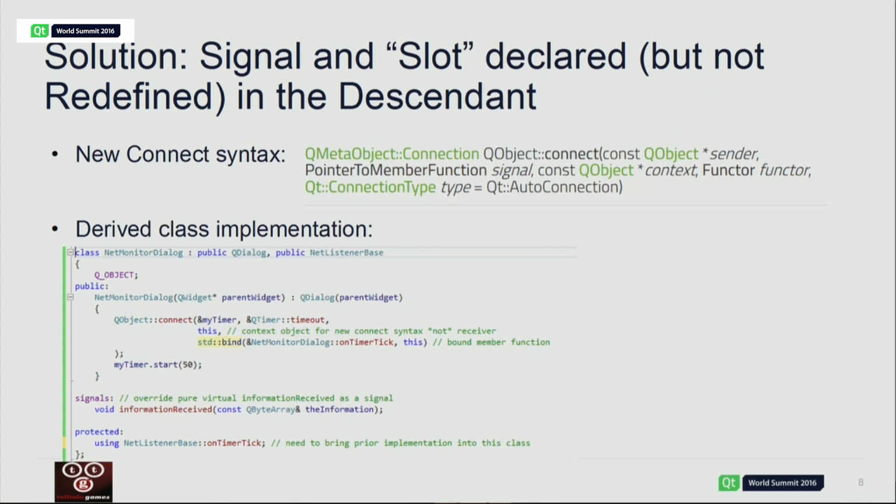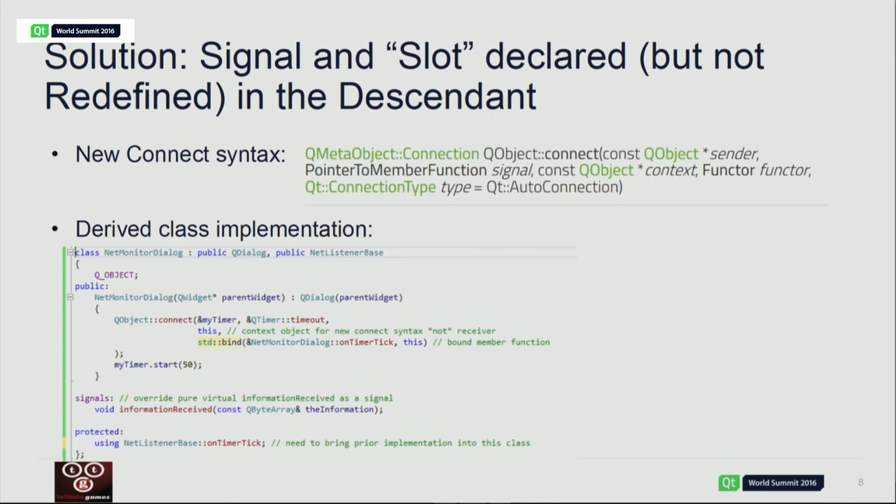So now we're going to finally define information received as a signal. I could have included the override keyword after that. Either way, it is an override. So we're defining a signal section, and then we're actually declaring and defining the information received signal, which was pure virtual in our base class, which is something we're allowed to do.